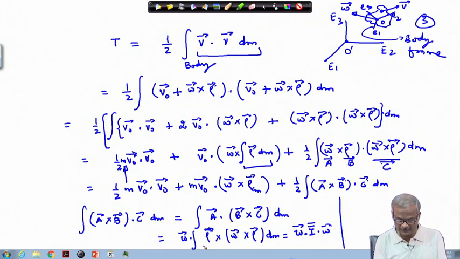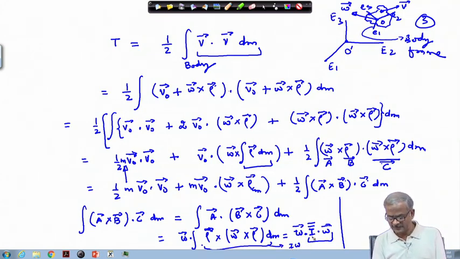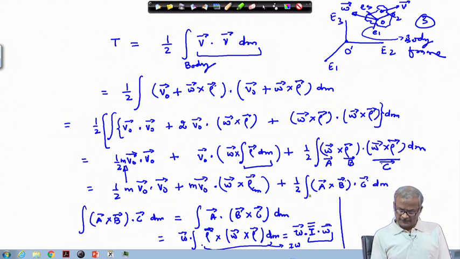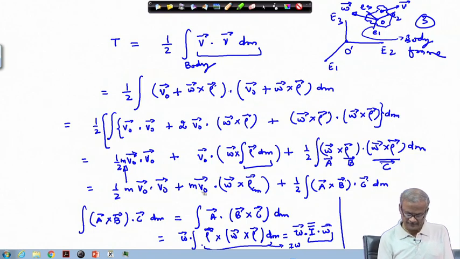This term is your I double bar dot omega. This is the moment of inertia term, means this term reduces to I times omega, which in the inertia dyadic notation we have written as I double bar dot omega. Okay, this we can put back here in this place. If we put it back, the equation will get simplified.